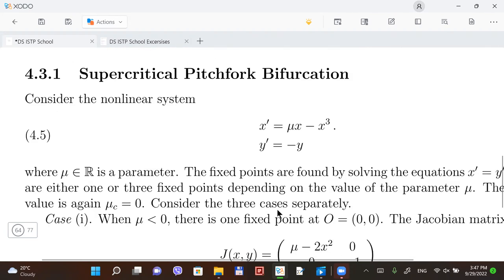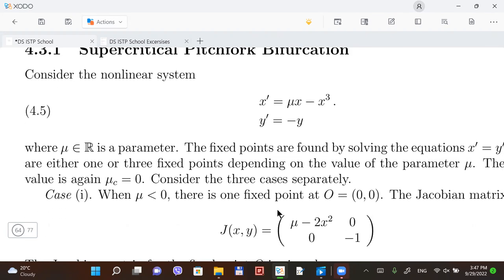What will go on here? So how many solutions we have here, how many real roots we have here? X equals zero is always a solution, but the other two also depend on the sign of mu. Zero is always the solution, but the other two depend on the sign of mu. So we will either have one or three.